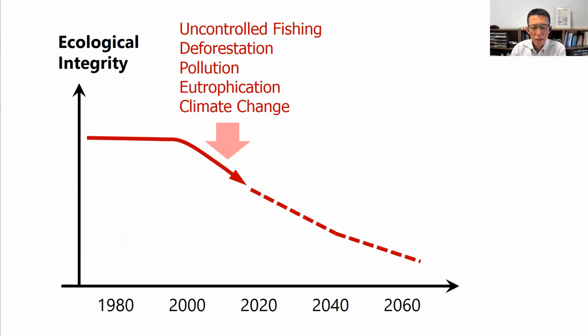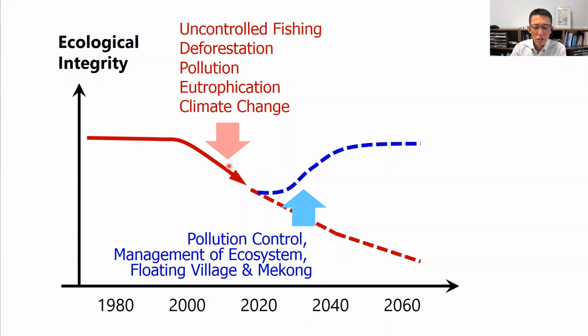And at the time we found that some indicators showed environmental degradation starting from around 2000. This graph shows the ecological integrity, or we can say environmental quality. This has been degrading since 2000 and it's ongoing because of several issues like pollution, climate change, deforestation, and so on. We would like to change this direction upward by bringing pollution control and proper management.